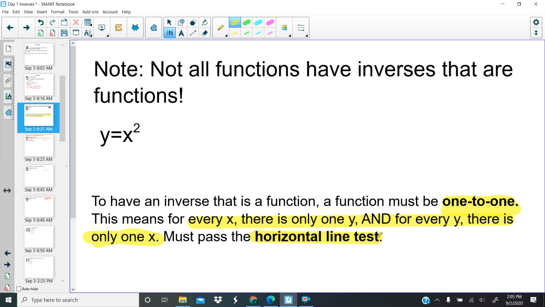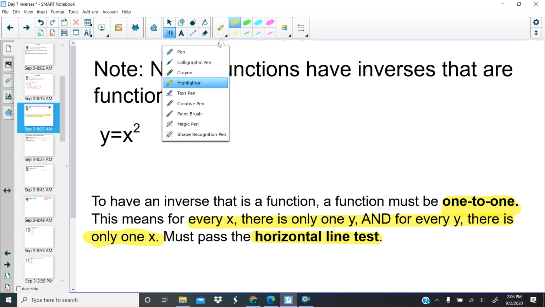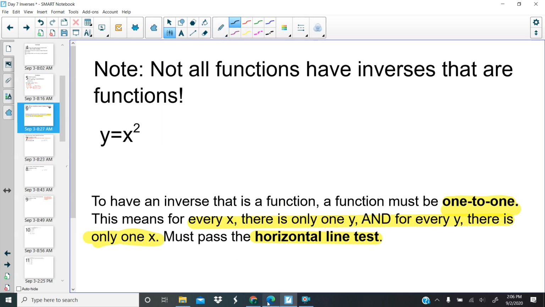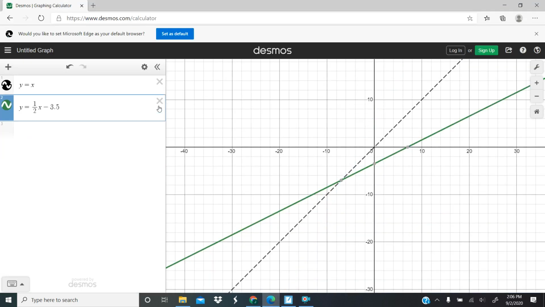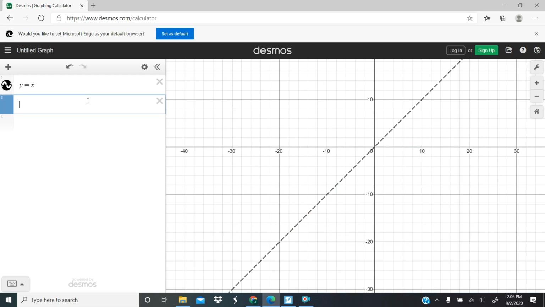To find out if something is a function or not, you have probably seen the vertical line test before, but to find out if the inverse is also a function, that's when it's going to need to pass the horizontal line test. So let me go graph y equals x squared, and then we'll go from there. I'm going to come back over to Desmos, get rid of what we had in there, and now we want y equals x squared.